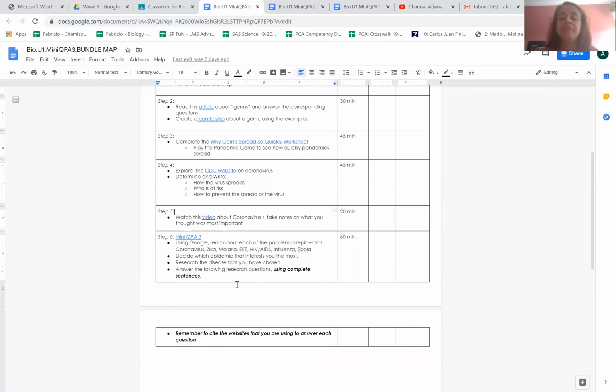And for mini QPA 3, you're picking a virus or some sort of epidemic disease, COVID included, if that's interesting to you. You can also do triple E, which was more relevant back when we did this originally in September and October. Or you can do AIDS, whatever you want, just some sort of bacterial or viral infection that spreads really rapidly between people. So you are doing research on that.